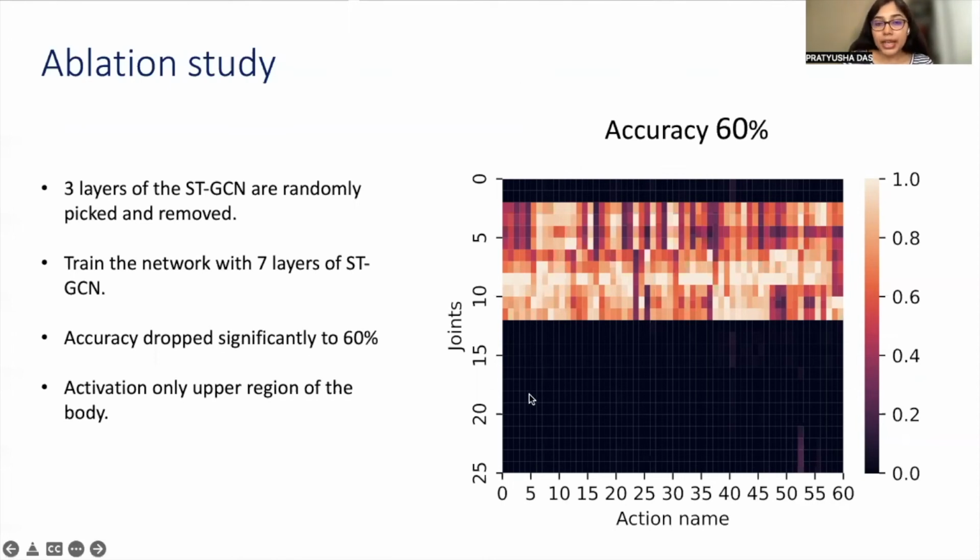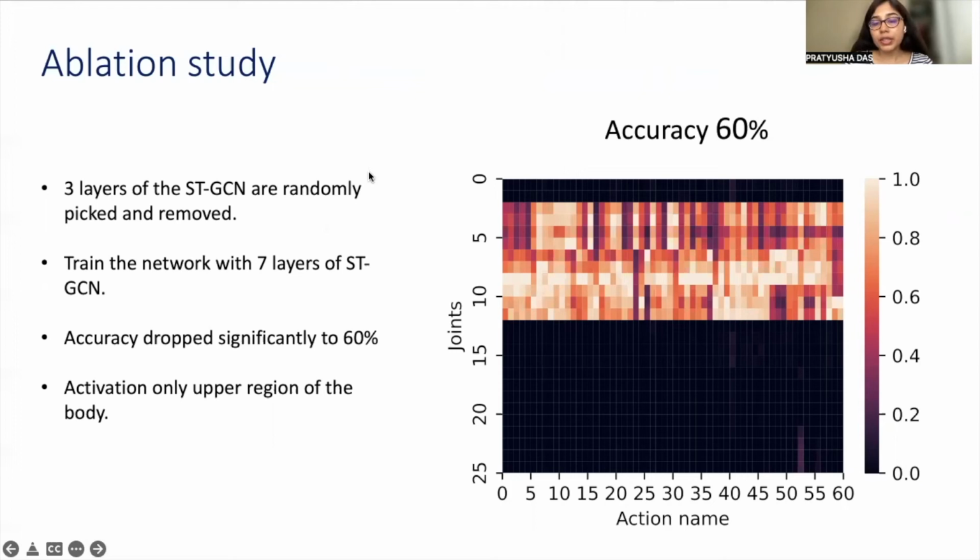When we applied GradCam to create this joint importance map for this network with 7 layers, we see that the network is basically looking at the upper part of the body, and specifically the hand portion of the body. And we have seen that our data set is upper body heavy, meaning the majority of actions involve the upper portion of the body.